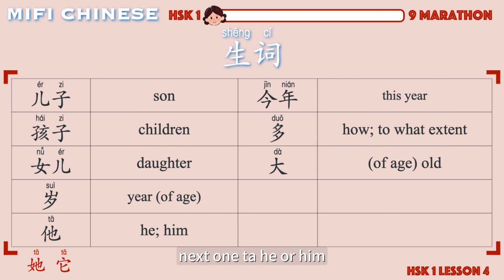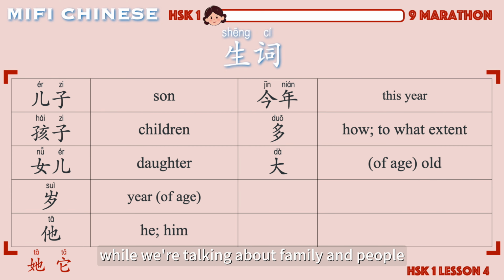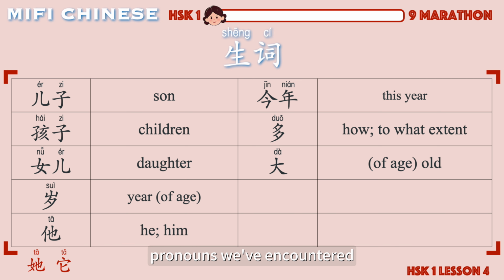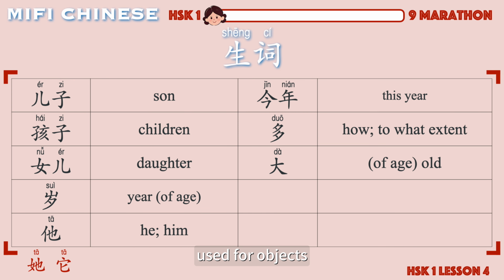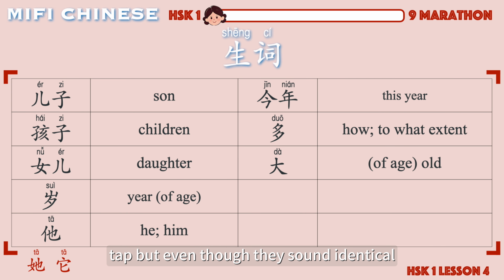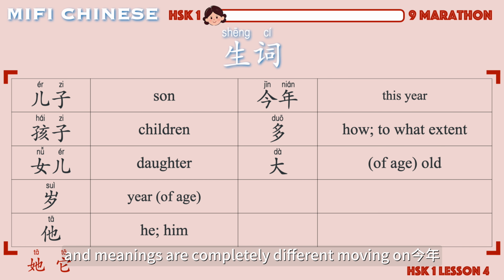Next one, 他, he or him. It is the same in Chinese. He and him are both 他. While we're talking about family and people, let's take a quick moment to review some other third-person pronouns we've encountered. Besides the masculine 他, we also have the feminine 她, and the version used for objects, animals, or abstract concepts, 它. You'll notice that they all share the exact same pronunciation, tā. But even though they sound identical, their written characters and meanings are completely different.